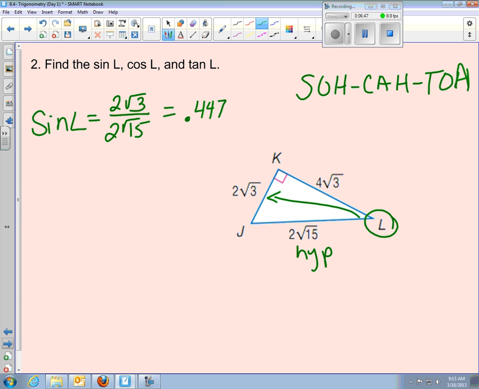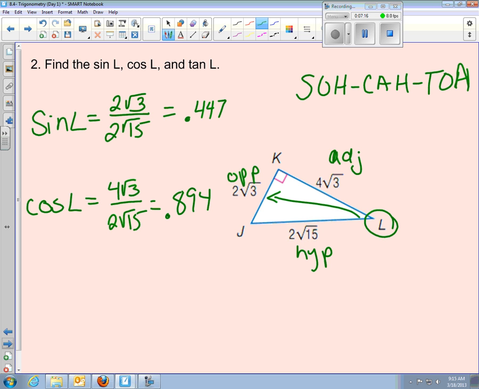All right, let's see what cosine brings about for us. Cosine of L, so we're still talking about L. Remember, we made this our opposite, so this one's going to be our adjacent. So cosine now is adjacent over hypotenuse. So we have 4 square root of 3 over 2 square root of 15. Put that into a decimal again. Pause the video and try it out. I got 0.894. I want you to try the tangent by itself and see what you come up with.